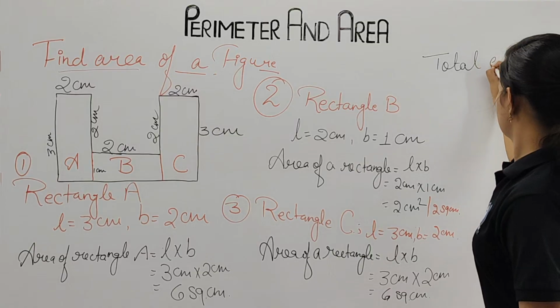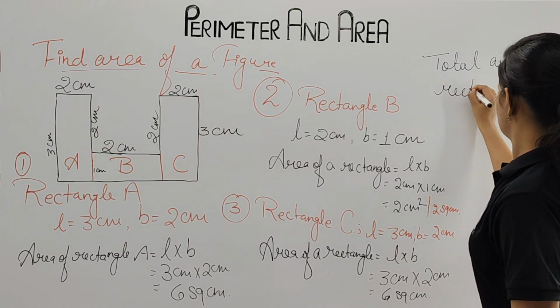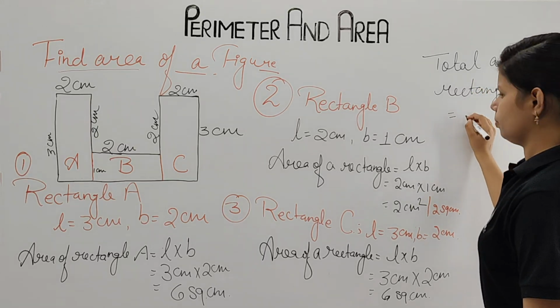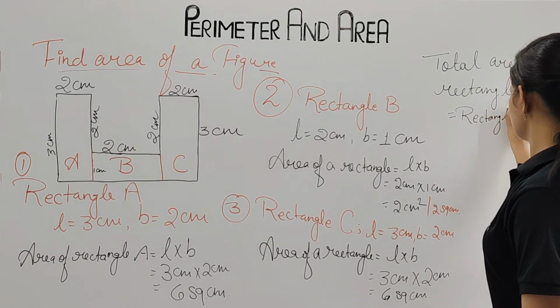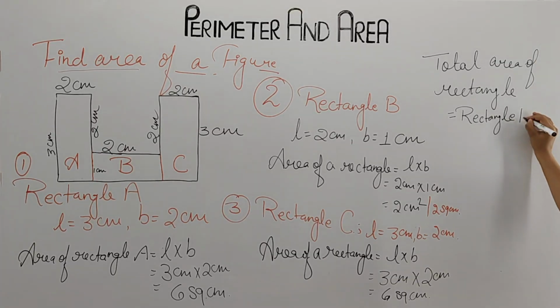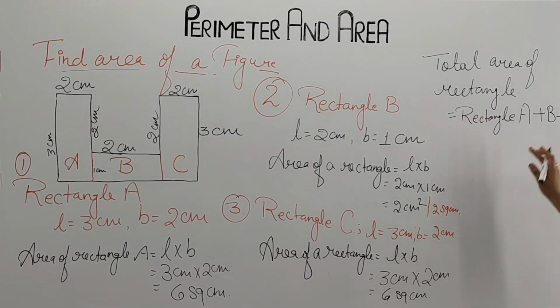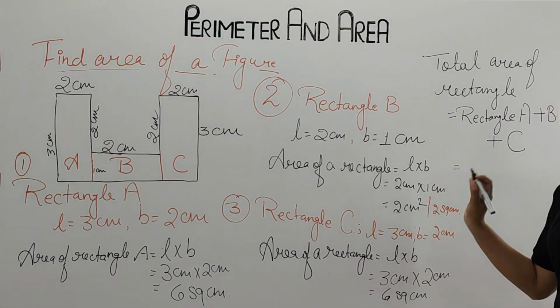total area of rectangle equal to. What will you do? In a simple way we can do rectangle A plus B plus C, which means all 3 of yours are rectangles, no? All 3 of yours are what? Rectangle. Rectangle A plus rectangle B plus rectangle C. Clear? And last what you are going to do?